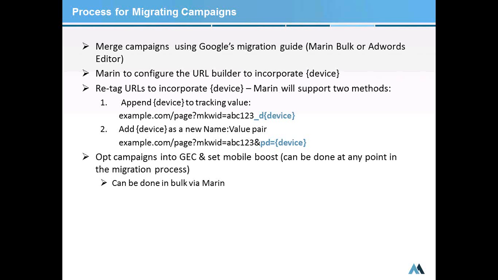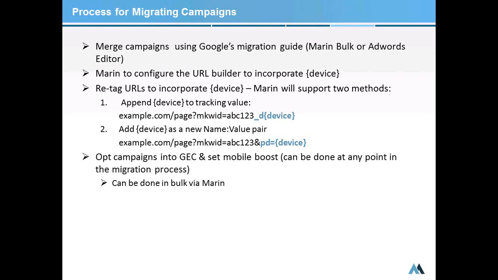So another thing that has to be done is migrating your URLs to incorporate the device value track param, which, as I mentioned, gives us a way to understand which device each conversion came from. So then you have to communicate with us, and we have a team of professional services dedicated to helping clients migrate their URLs to incorporate device. Once you kick off this communication with your account manager, our team will be able to retag your URLs.